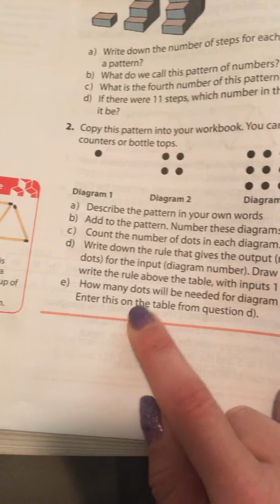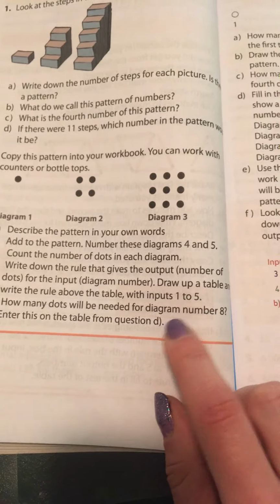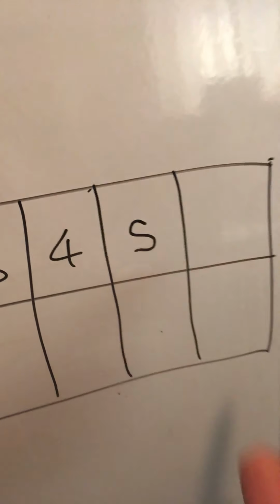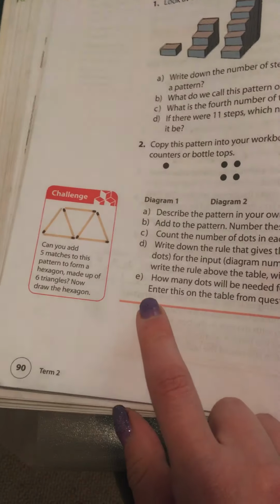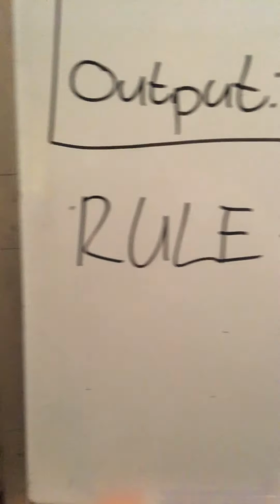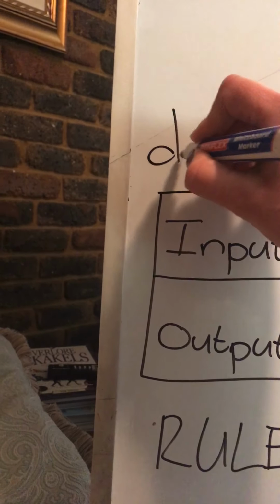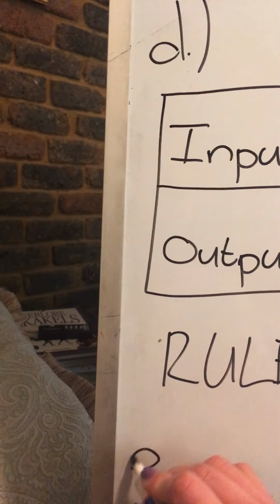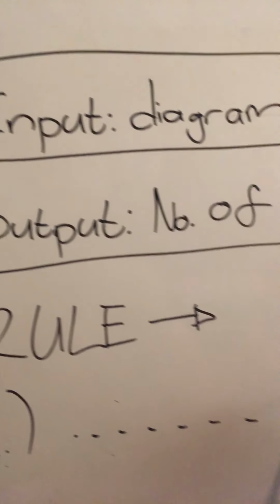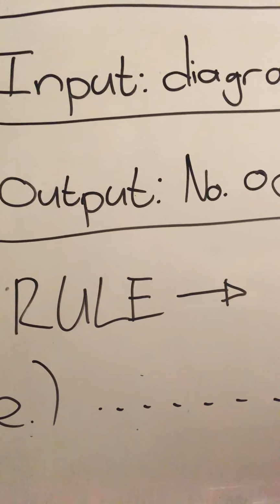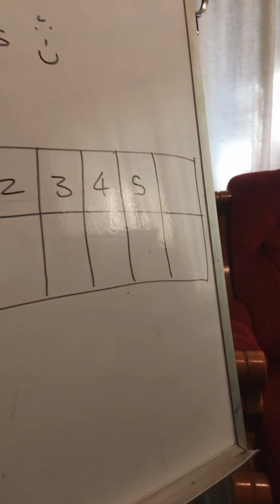When you're done with number D, number E, it says, how many dots will be needed for diagram number 8? So that is why I've got this extra space here is for E. Because at the end they say, enter this on the table for question D. What you can also do is, you can also just number, after this is now obviously number D, and then under it number E, then you can do all your calculations. And when you're done, you can then just write the answer there at number 8.